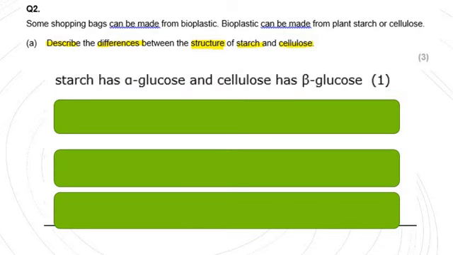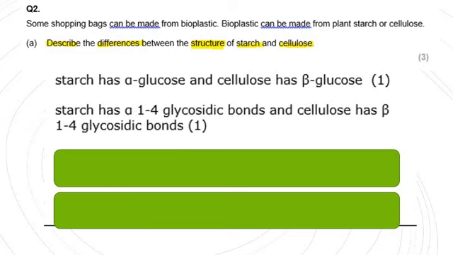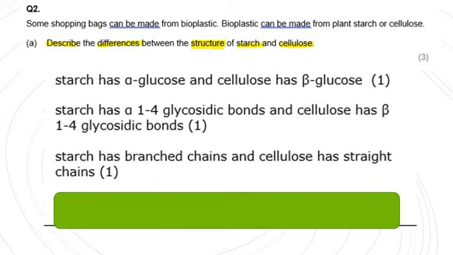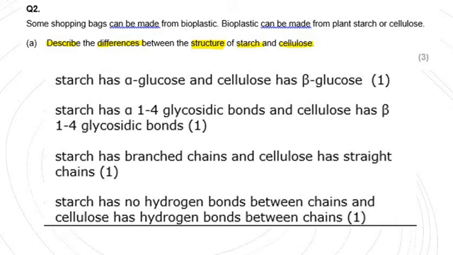So starting off, starch is made out of alpha glucose and cellulose is made out of beta glucose. Starch contains 1 to 4 glycosidic bonds, and cellulose also contains 1 to 4 glycosidic bonds. Then we have a difference. Starch also has branched chains because it's a storage molecule for energy, so this helps make it more compact, remember? So we have starch with branched chains and cellulose with straight chains, or unbranched. And our last point that we could say is starch has no hydrogen bonds between chains and cellulose has hydrogen bonds between them. So score yourself out of 3.